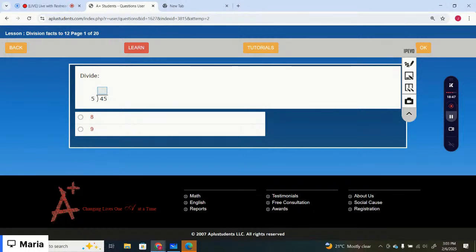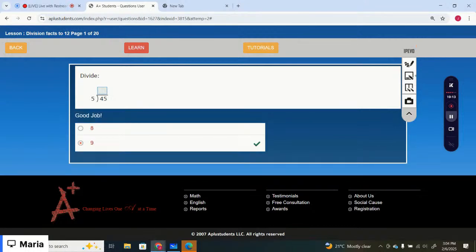5 times what number is 45? You are given two of the options, 8 and 9. 5 times 8 is 40. That isn't the correct option. 5 times 9 is 45. Option number 2 is the correct option. Got it?